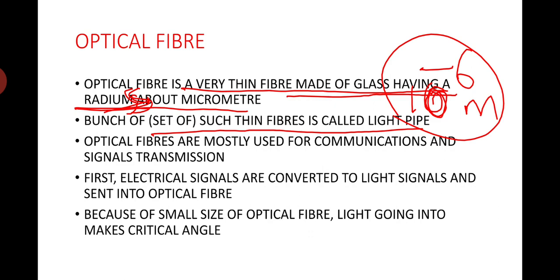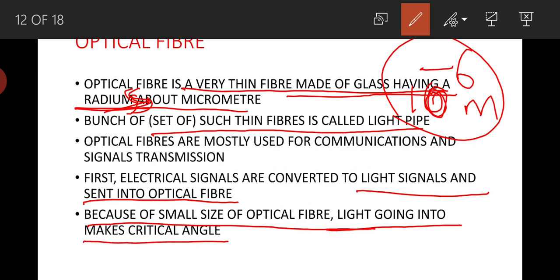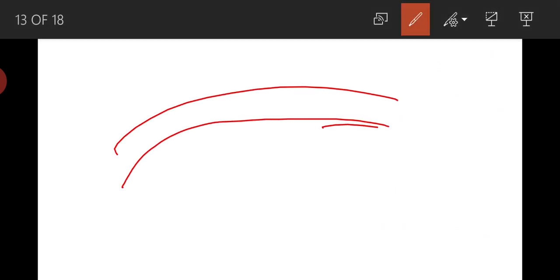First, electrical signals are converted into light signals, and these light signals are sent into the optical fiber. Because of the very small size of the optical fiber, light going into the fiber makes a critical angle. So because of the very small size, these optical fibers are used to transmit communication signals and light signals. It means nowadays we are using mobile phones, we are talking with our friends and relatives who are on the other side of the globe. This is only because of transmission of signals through optical fibers.